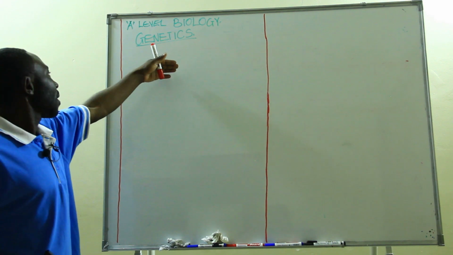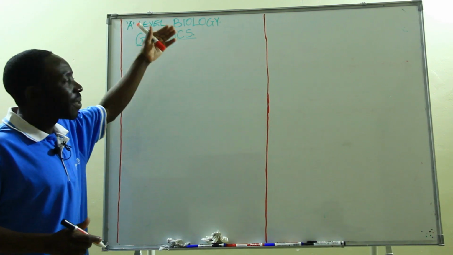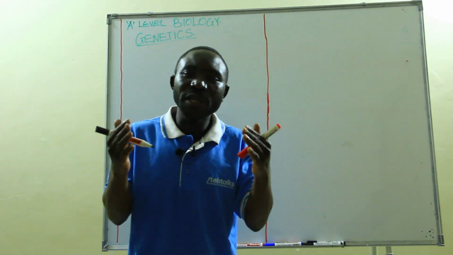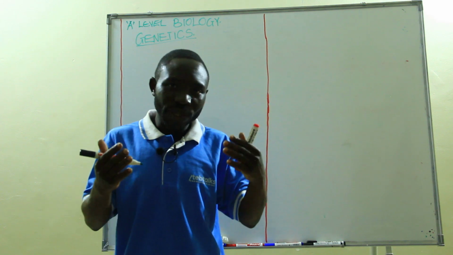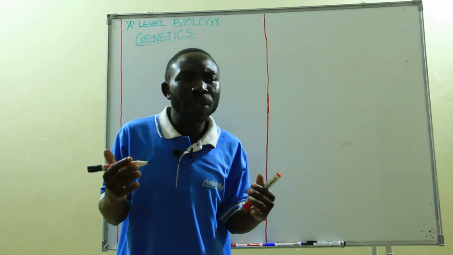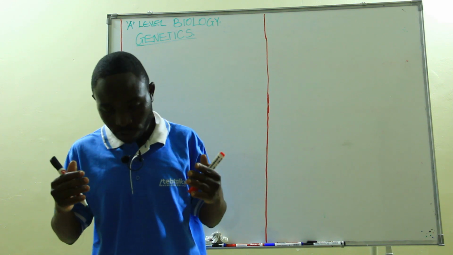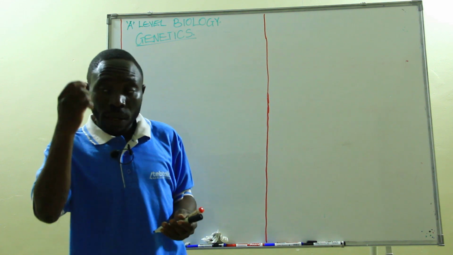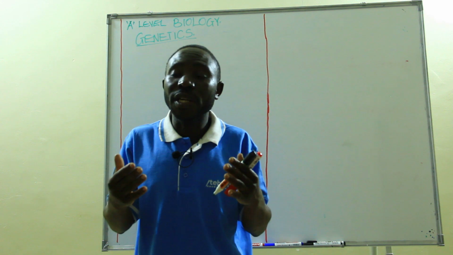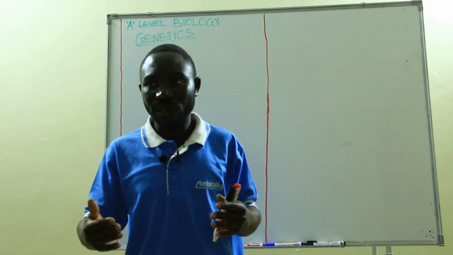Genetics. So senior 5 learners, senior 6, that's how they look at genetics. Genetics is the study of inheritance, or the study of heredity. And heredity is the transmission of genes from parents to offspring. Inheritance or heredity can as well be defined as the transmission of characters from parents to offspring.